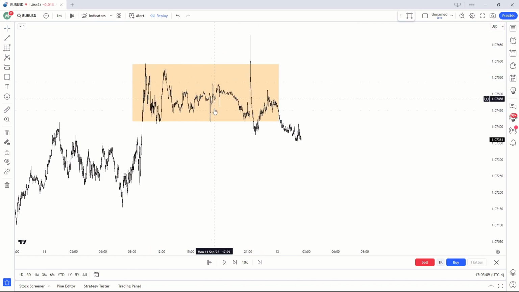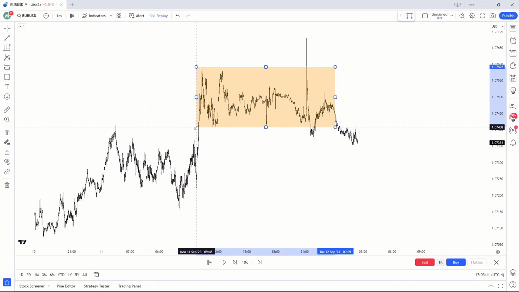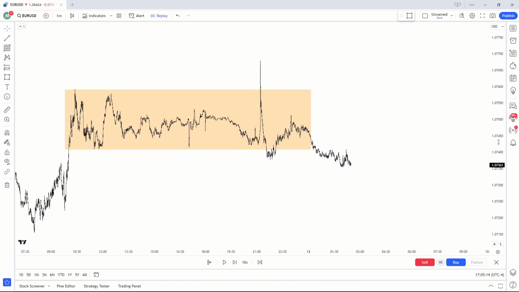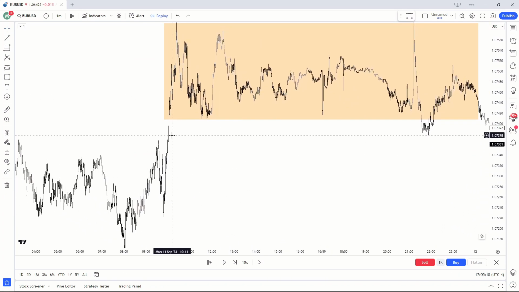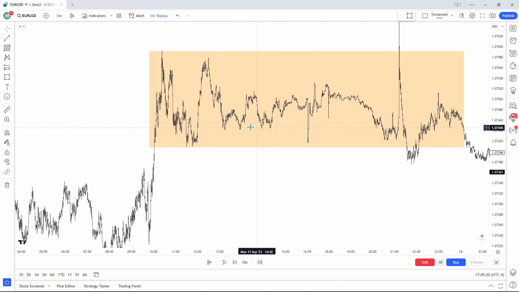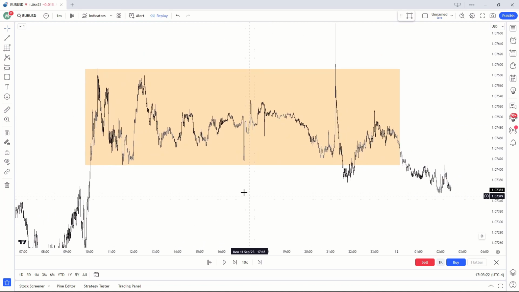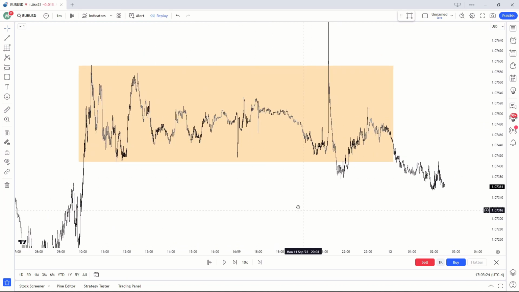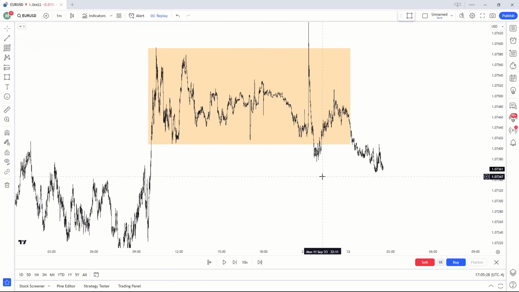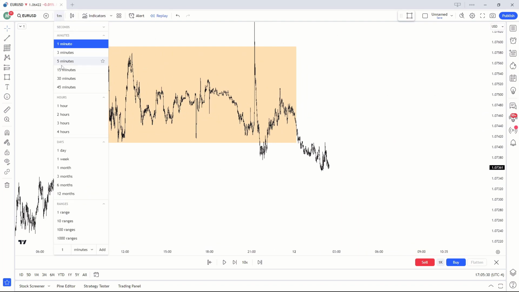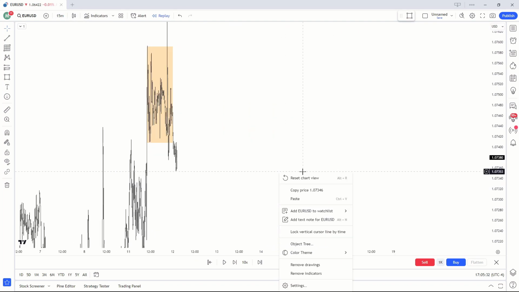We have no clear bias. So this would be our accumulation phase. As you can see, the market makers are engineering liquidity through support and resistance, where support is being made and then taken out, resistance is being taken out. Now, we want to wait for this accumulation phase to be swept. So we're going to hop into the 15 minute and wait for a liquidity sweep.